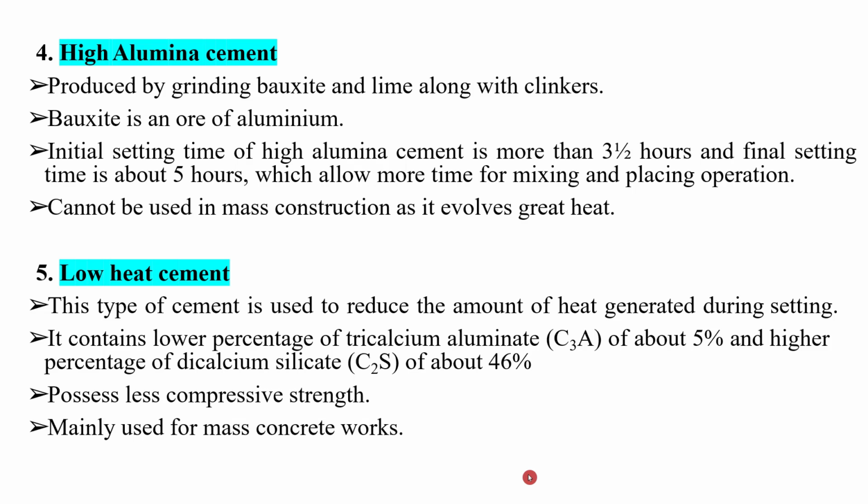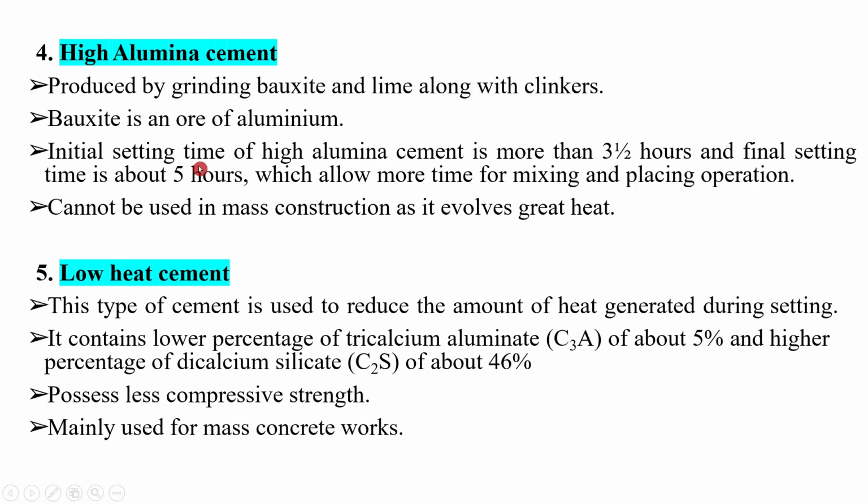Next, we have the high alumina cement. As the title itself says, this cement is having more alumina content. They are produced by grinding bauxite and lime along with the clinkers. Bauxite is an ore of aluminium.